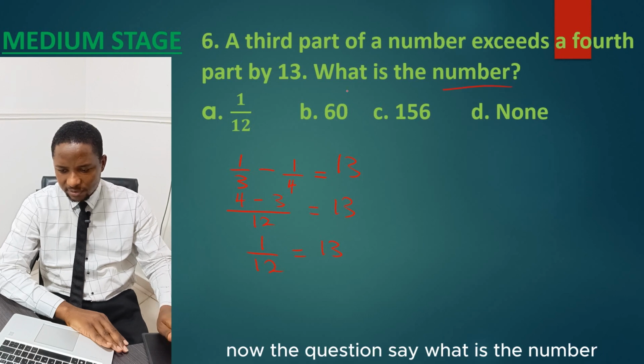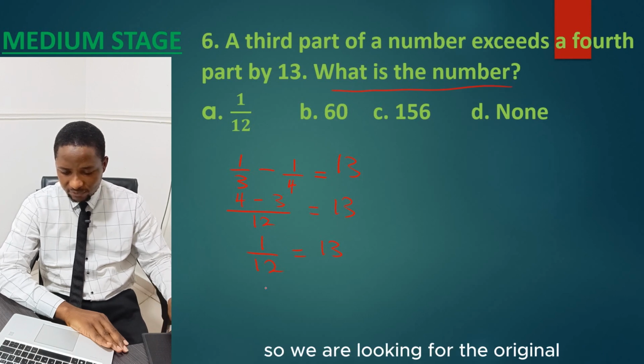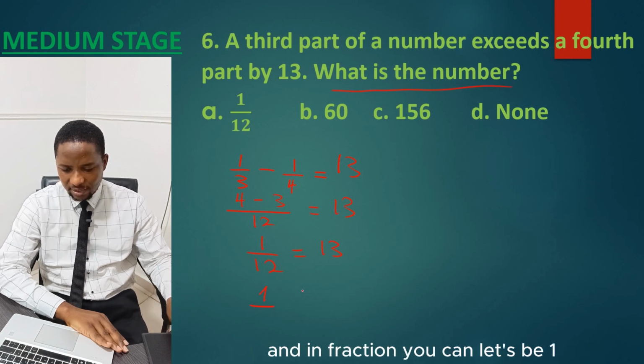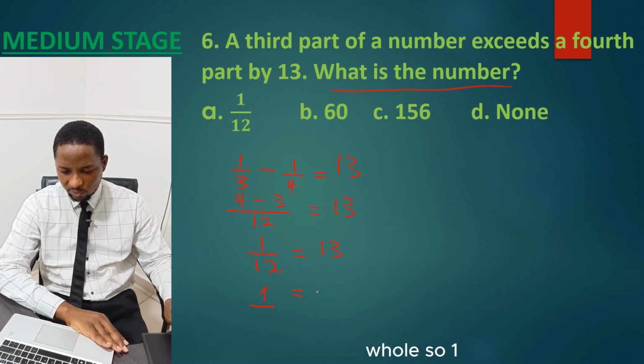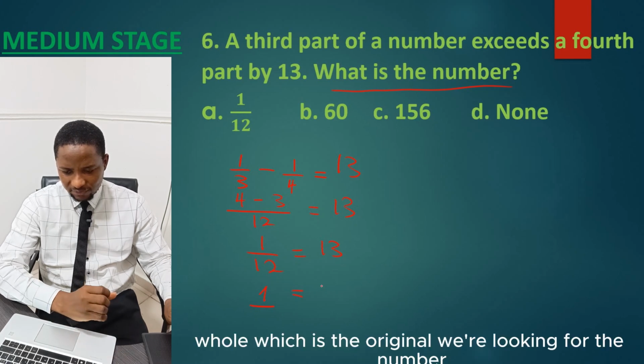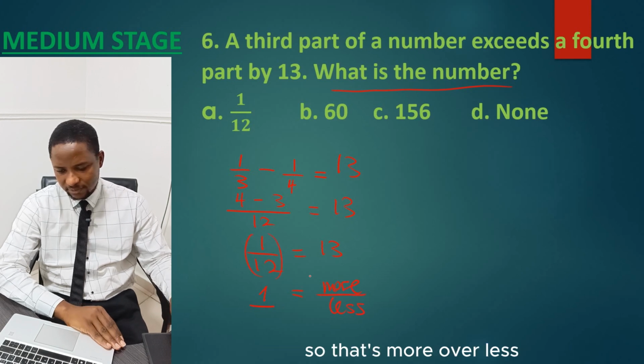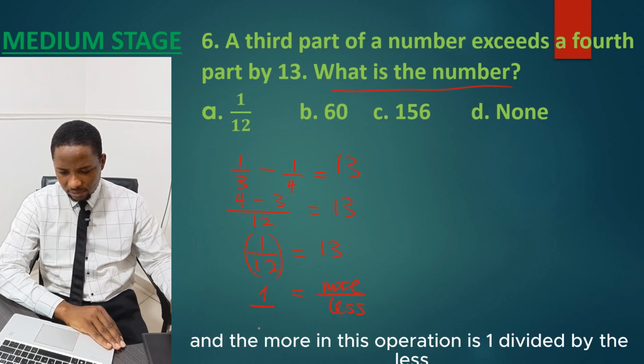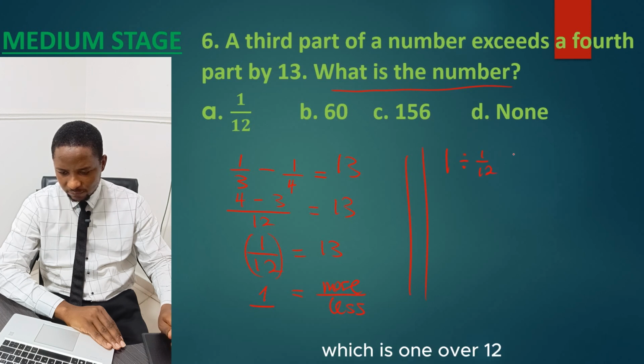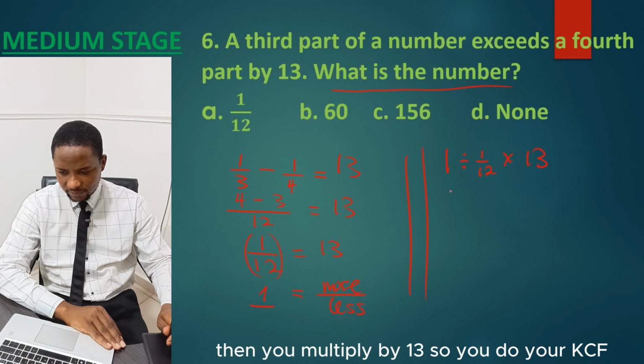Now the question says, what is the number? So we are looking for the original, and in fraction you can let it be 1 whole. So 1 whole, which is the original we are looking for, will always be more than the 1 over 12. So that's more over less. And the more in this operation is 1 divided by the less, which is 1 over 12. Then you multiply by 13.